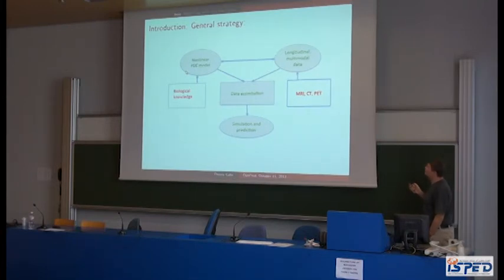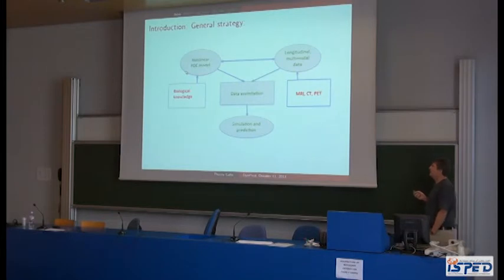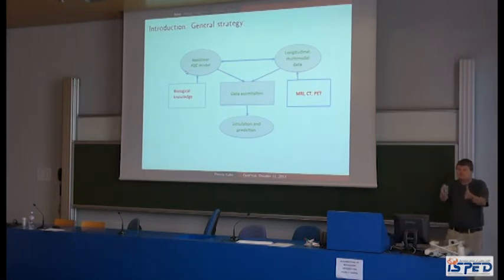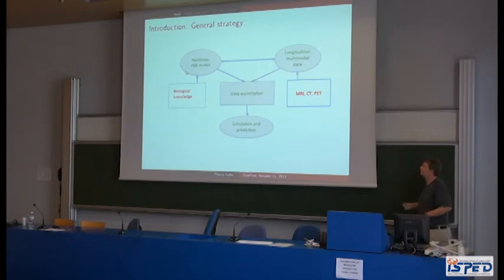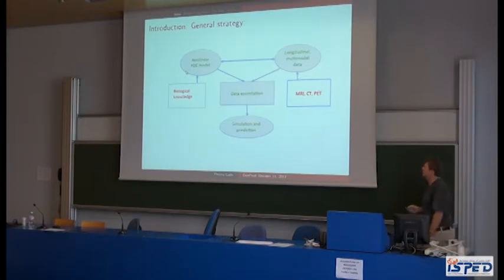Then we use longitudinal multimodal data, mainly coming from medical imaging, because it's what you have when you receive a patient. You have MRI, you have CT scan, you have PET scan. Images are a lot of information. And what we're going to use is not only one image. If you give me only one image, I'm completely unable to estimate the evolution. But we're going to use a longitudinal series of images, that means different images of the same patient at different times. So we need a partial evolution of the pathology.